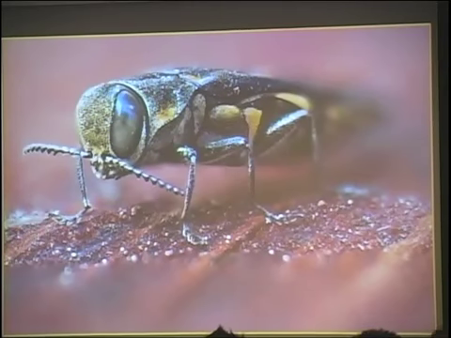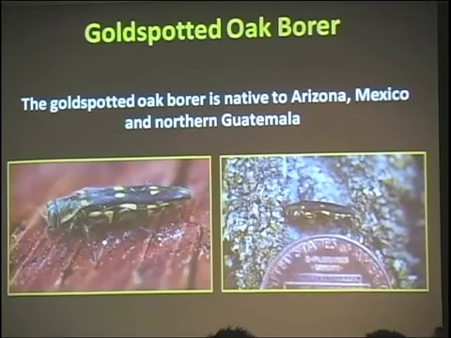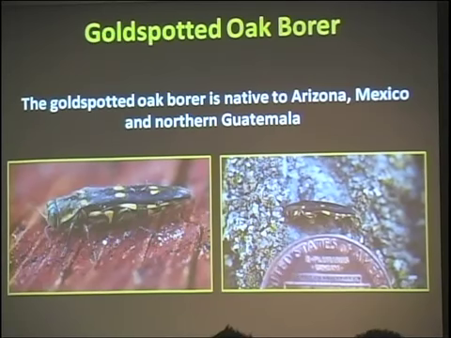And I'd like to introduce you to the gold-spotted oak borer, shown here. This is a new pest that has established itself in the Cleveland National Forest. It is native to Arizona, Mexico, and northern Guatemala, and last week I was in Mexico looking for natural enemies of this insect. It's a very attractive beetle, and it lays its eggs on the bark of the oak trees, and then the larvae of those beetles bore into the trees. And as those larvae feed in the tree, they kill it, essentially by girdling or ring barking the tree because they cause so much damage.